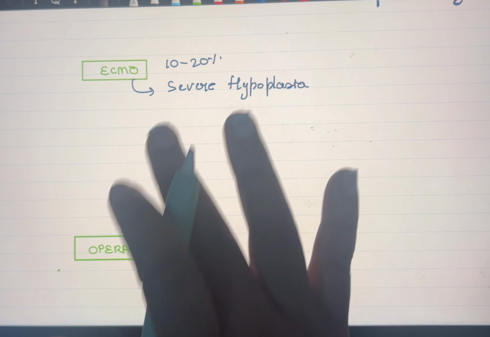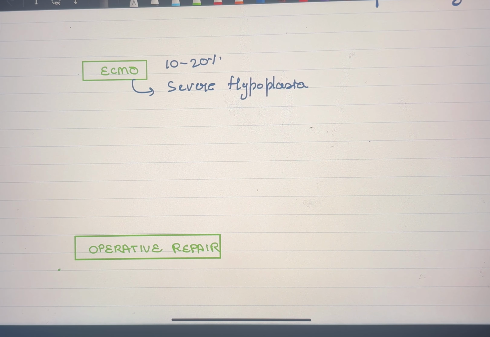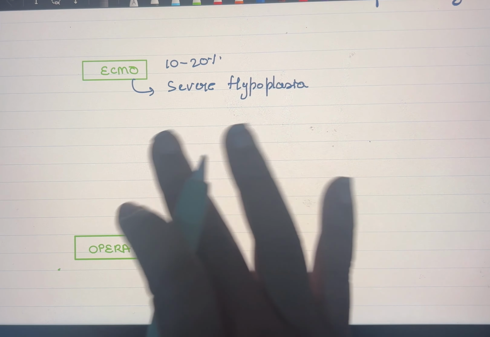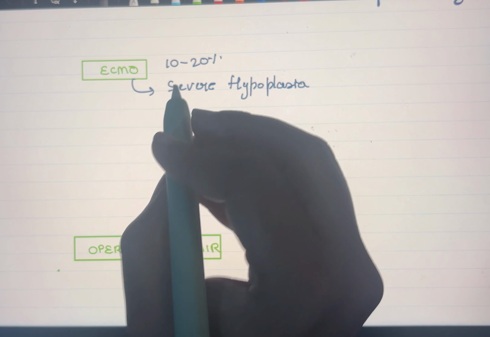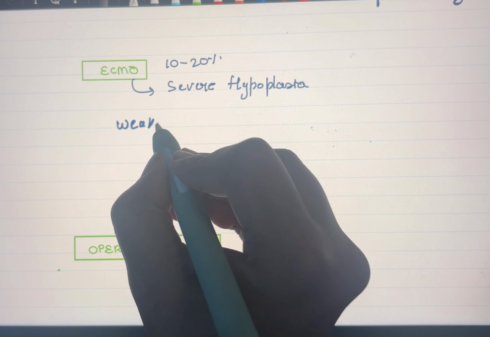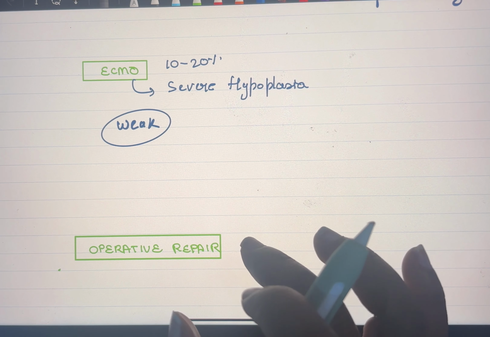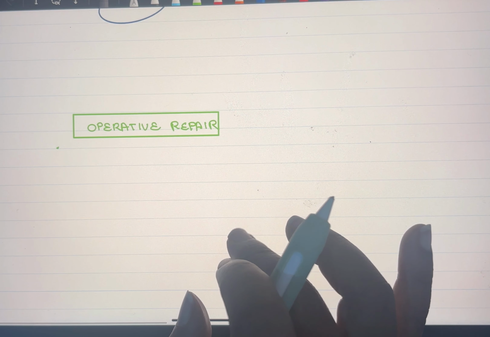What is ECMO? ECMO is where the lung is bypassed, and ECMO allows gaseous exchange through arteriovenous and venovenous circulation connected to a membranous gas exchange, thus protecting the lung from the barotrauma. That is the ECMO. Level of evidence to support the ECMO is still very weak. No proper evidence is seen in cases of congenital diaphragmatic hernia. So what are the operative criteria?